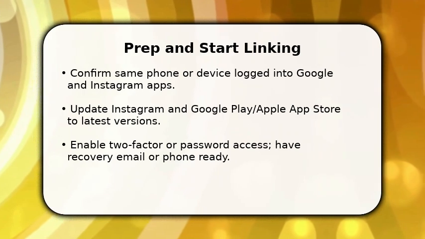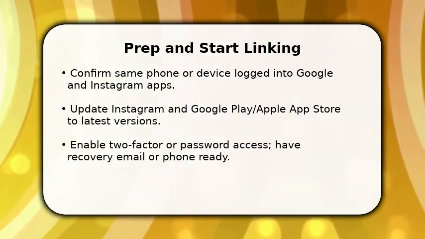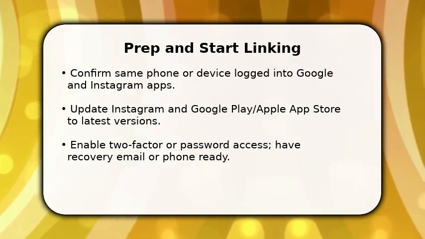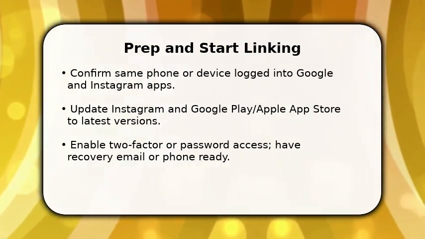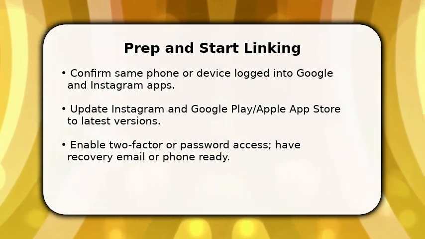You will choose Account, then Sharing to other apps or accounts depending on your app version. This first action creates the permission flow. It tells Google to allow Instagram to access basic profile info for sharing and login purposes.